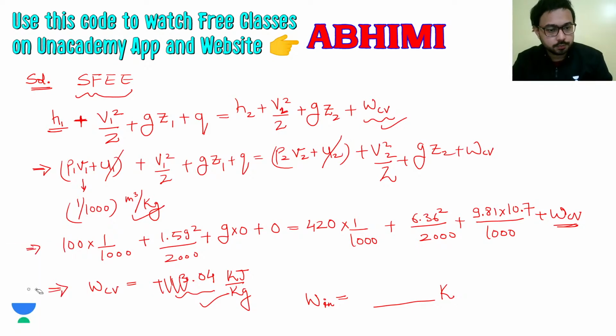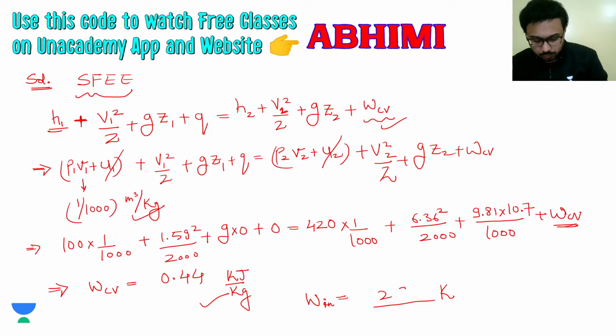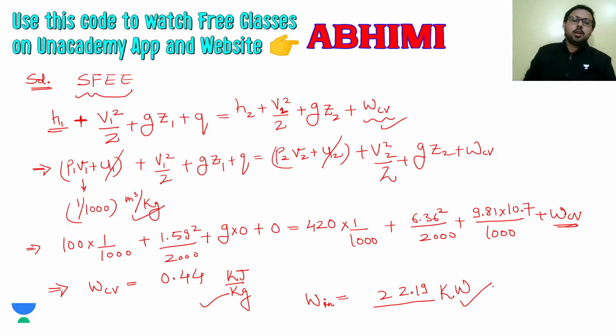So let's erase this. And when we multiply this with 50, we will get the work input as 22.19 kilowatt. So that is your answer. And just notice one thing here, the work control volume is minus, but we have written this work input by multiplying this work control volume term with this mass flow rate to get this answer in kilowatt. But what we are writing here is work input as a positive value, not negative.